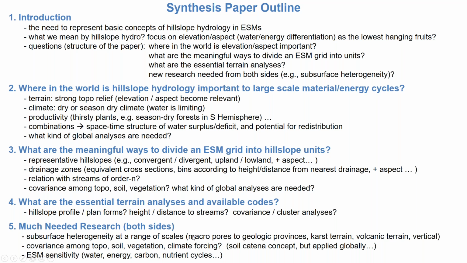And we have this range of scales from macropores to geologic provinces, to karst terrains, to volcanic terrains. And the vertical heterogeneity, it's not just an exponential decrease in porosity and permeability. We know that is generally true at the geologic scales, at the kilometer and tens of kilometers scales, Earth's crust to mantle to Moho. At these scales, yes, the porosity and permeability decrease in an exponential pattern, monotonically. But in the near-surface material, this is not so.